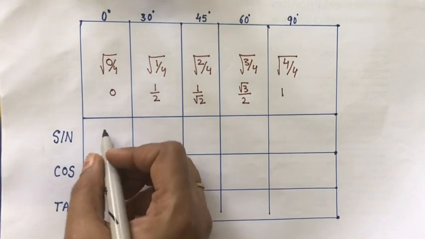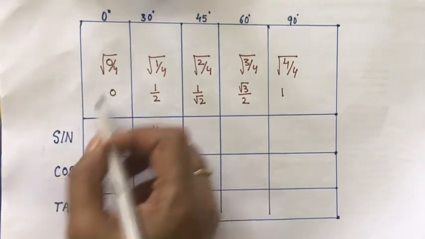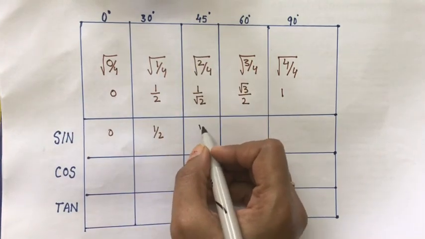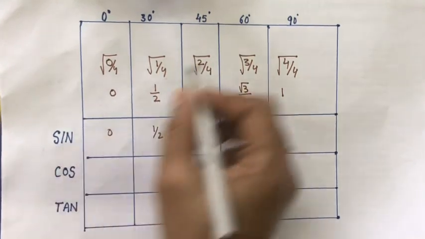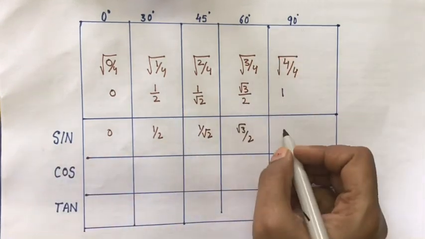The first value is your sine. Sine 0 is 0. Sine 30 degree is half. Sine 45 is 1 by root 2. Sine 60 degree is root 3 by 2. And sine 90 degree is 1.